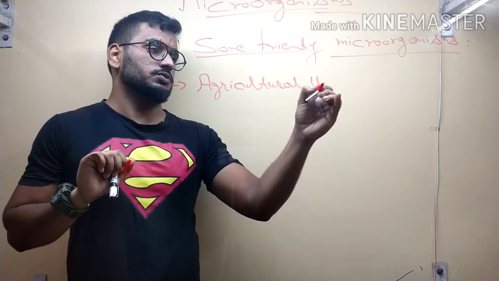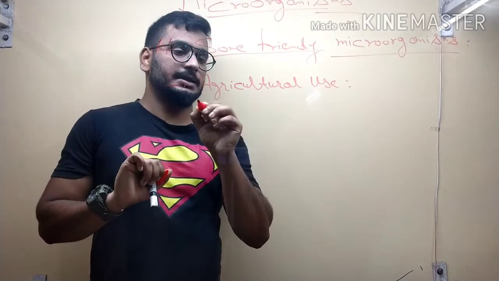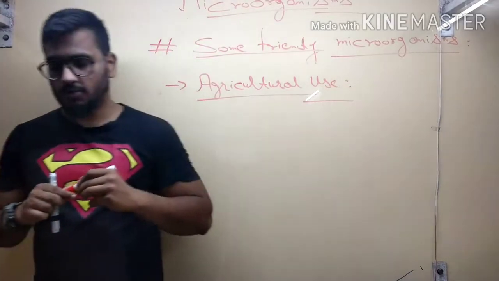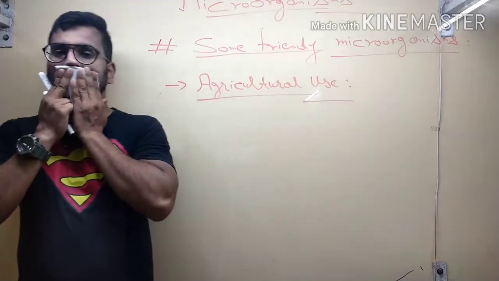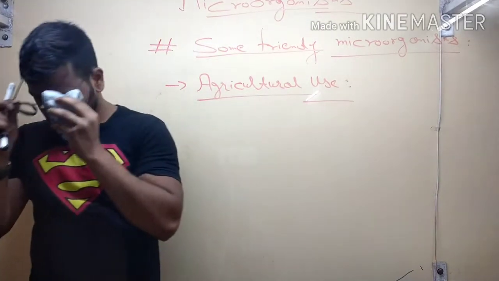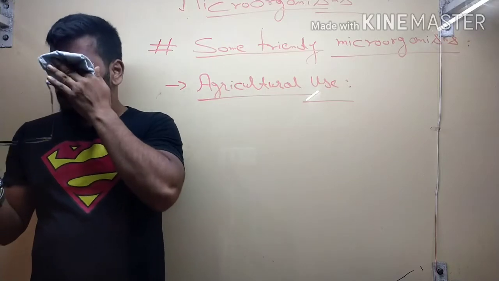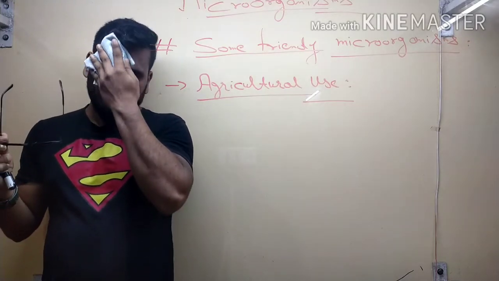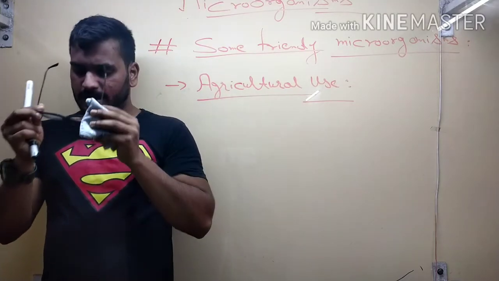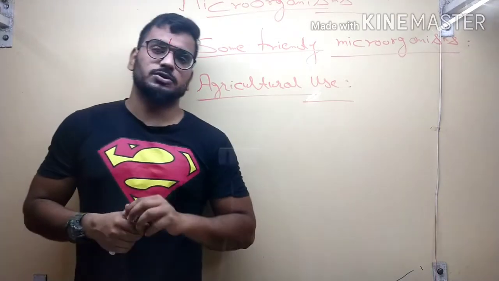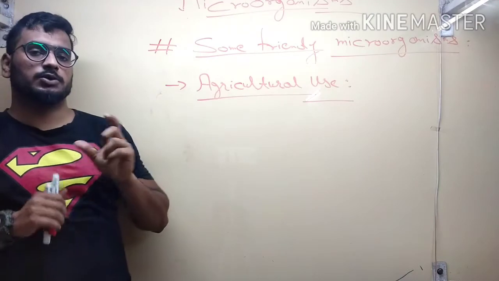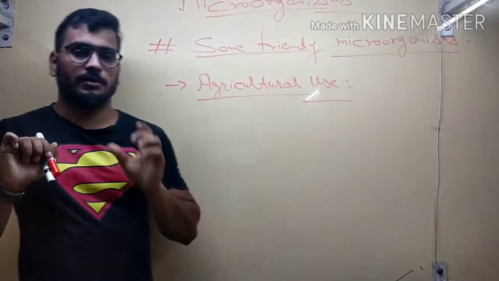Agricultural use. In the agricultural field, microorganisms are always used. Some bacteria are present in the roots of the plants, and they provide nitrogen continuously, and that nitrogen helps to make the soil fertile.